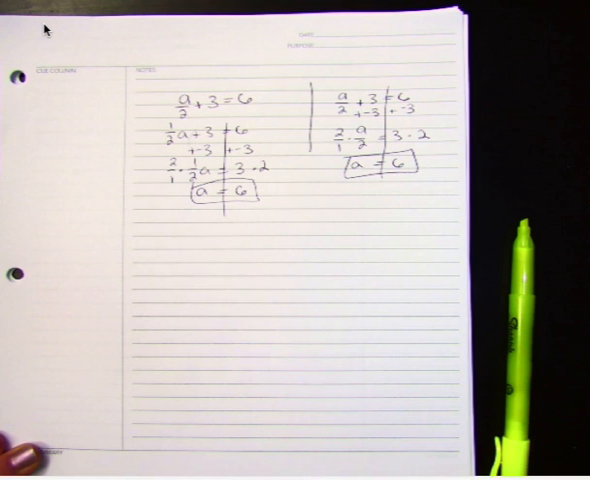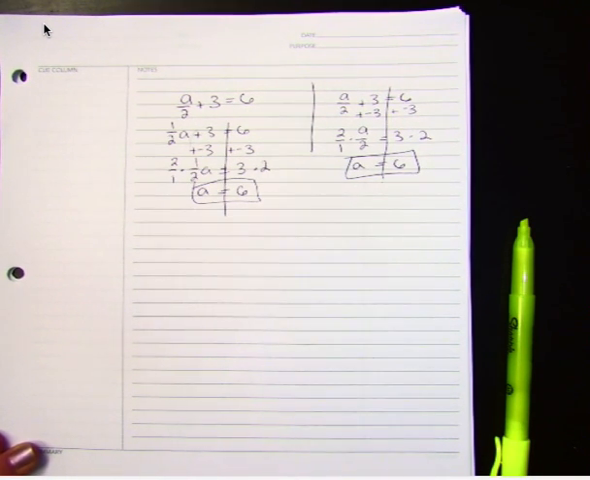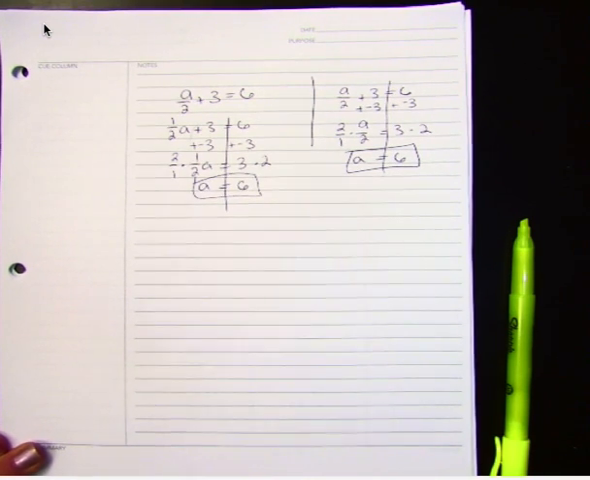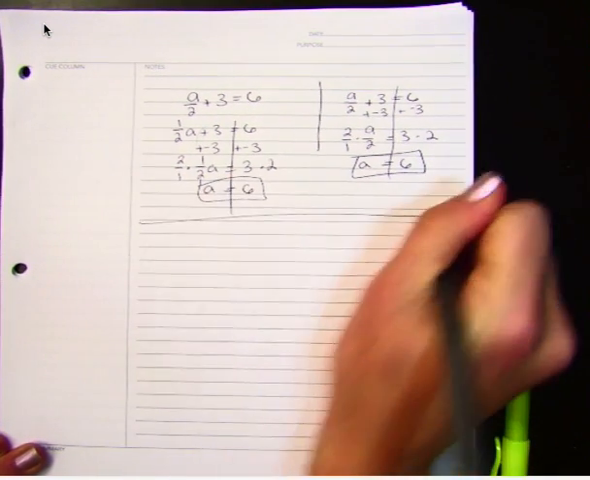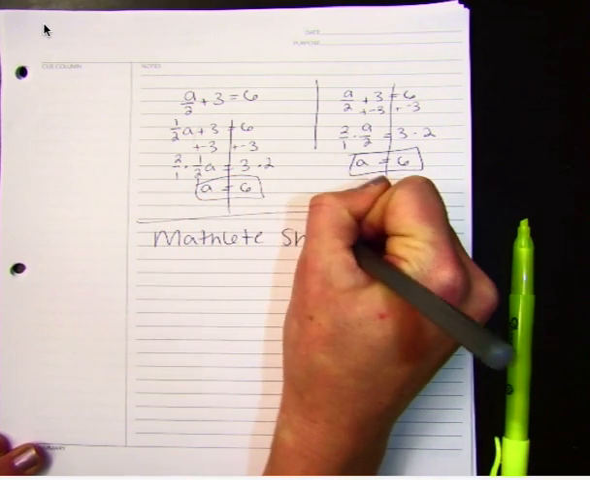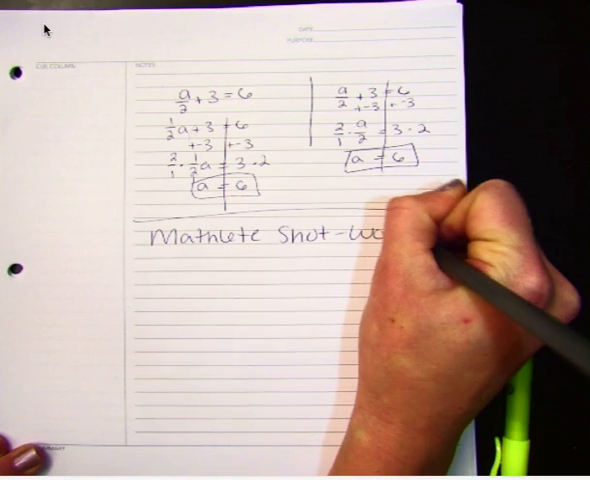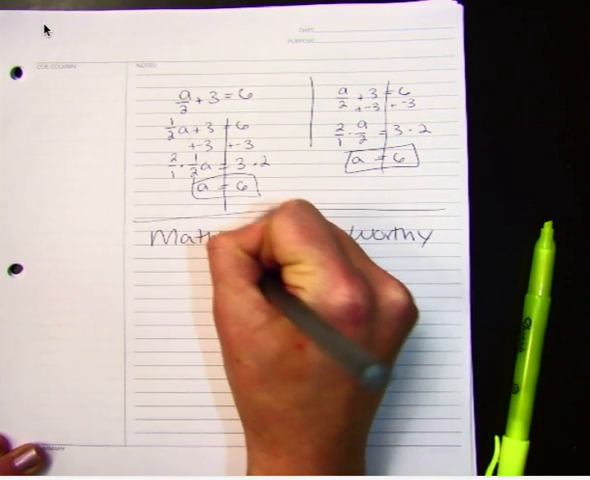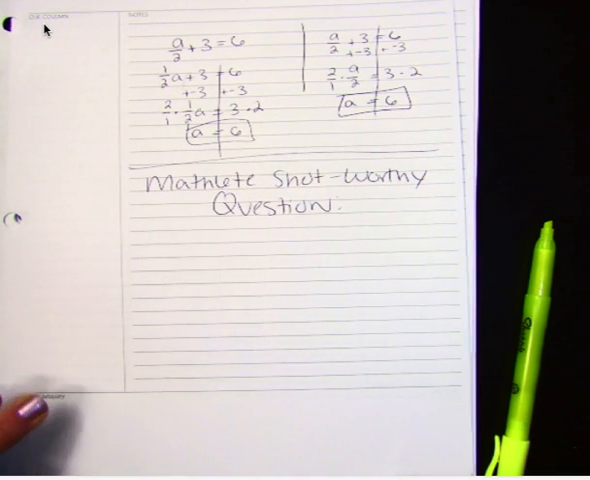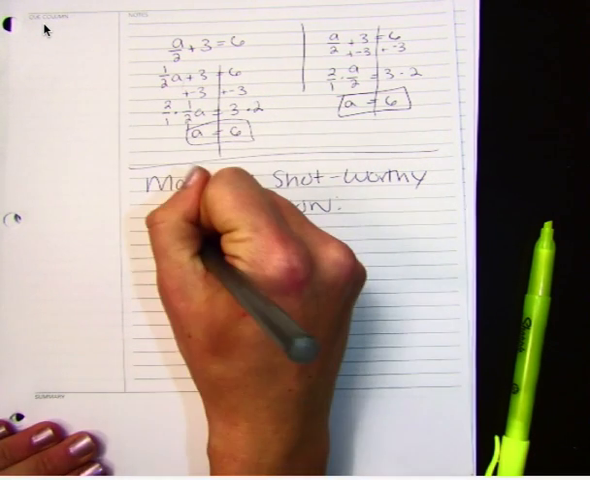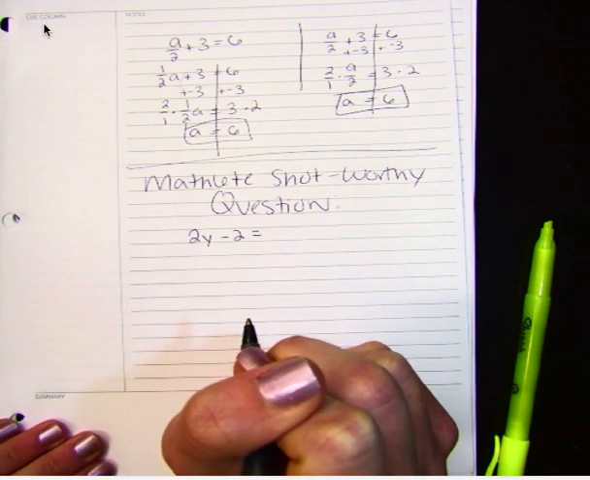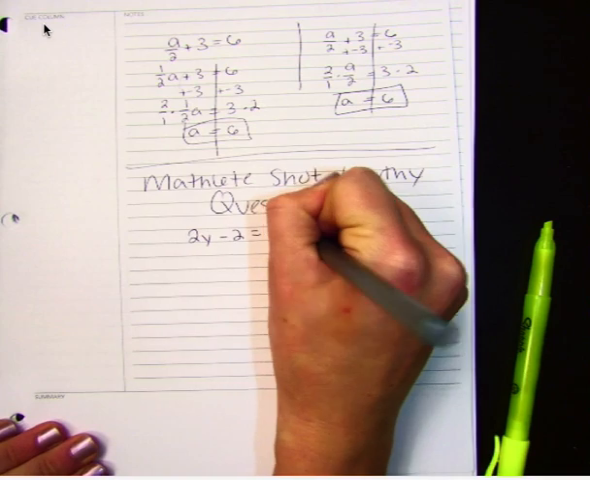Okay, I'm going to leave you guys with one problem to do on your own. This is your Mathlete Shot-worthy problem. This one's a little bit trickier, okay? If you can spot where it's tricky, let me know tomorrow. So this is your Mathlete Shot-worthy question. Okay, and here it is. I want you to solve this equation. We have 2y minus 2 equals negative 3 plus 7.